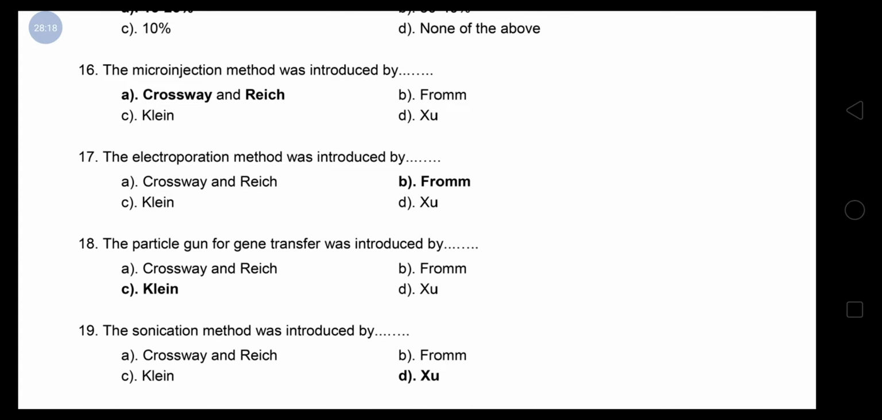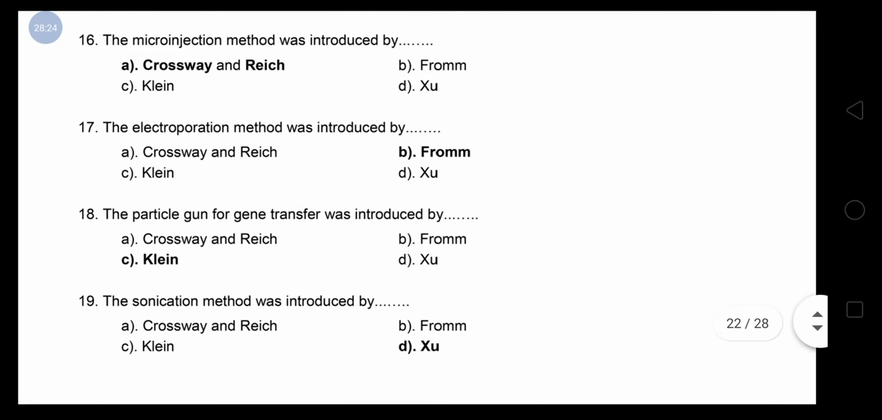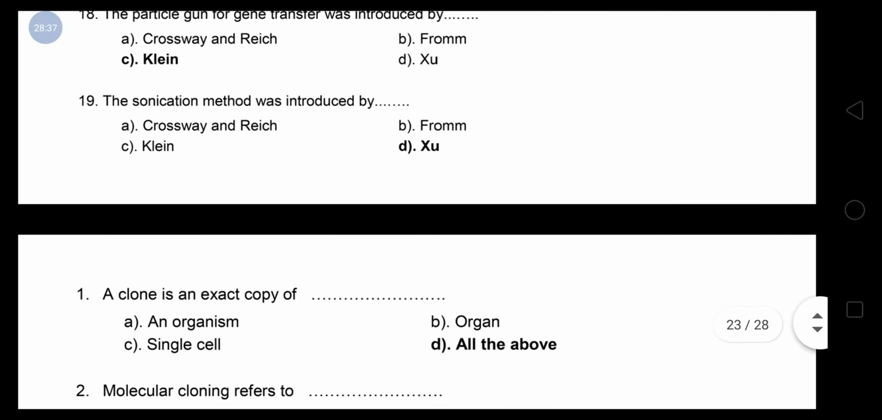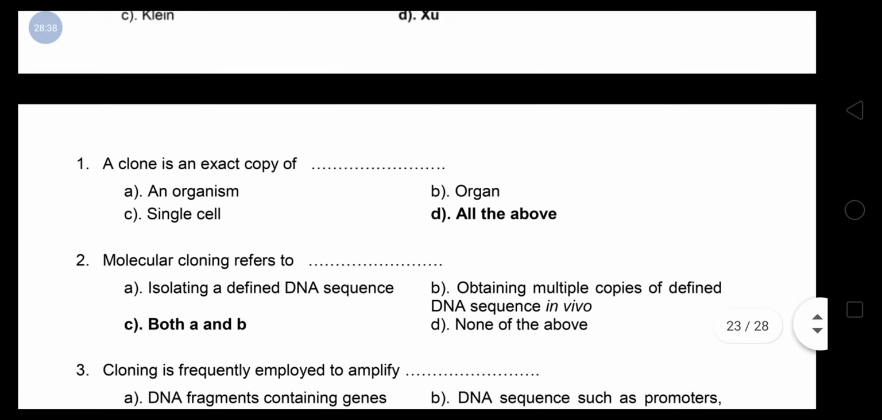Microinjection method was introduced by Crossway and Rich. Microinjection was introduced by Crossway and Rich. Electroporation method was introduced by Fromm. Particle gun for gene transfer was introduced by Klein. Sonication method was proposed by Xu.